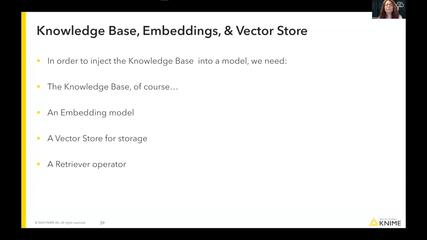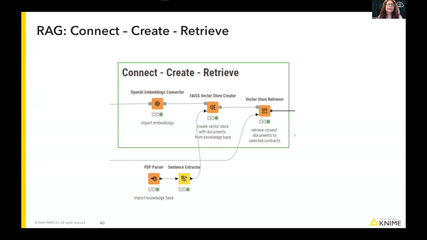Okay, so then what we need to implement a RAG, we need the knowledge base, but we said we have that. Then we need the embedding model. We need a vector store to store all the documents from the knowledge base. And then we need a retriever operator that finds the closest document from the knowledge base to the prompt that I want to use. And this gives me 3 more nodes. To implement a RAG, I need a node to connect to the embedding model, a node to create the vector store and save the knowledge base in there, and a node to retrieve from the vector store the most similar documents to our prompt, our situation.